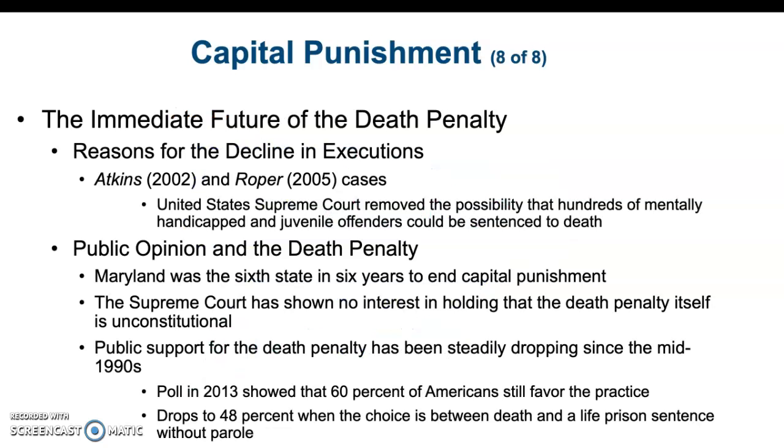So what's the immediate future of the death penalty? There's been a decline in executions. The United States Supreme Court removed the possibility that hundreds of mentally handicapped or juvenile offenders could be sentenced. So that's reduced the number of sentences. And public opinion is changing rapidly in regards to the application of the death penalty.